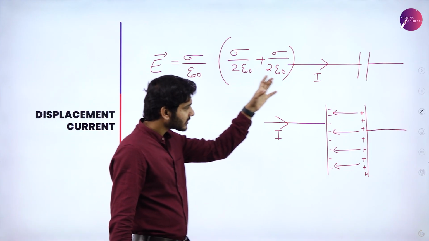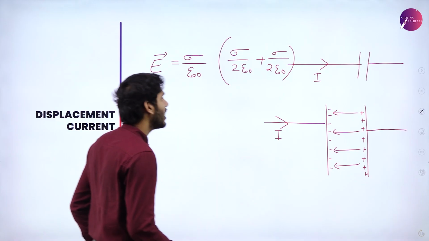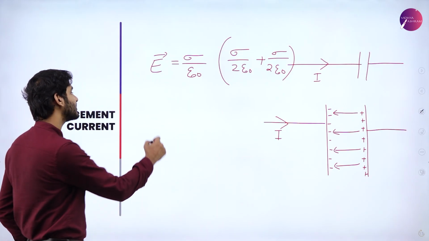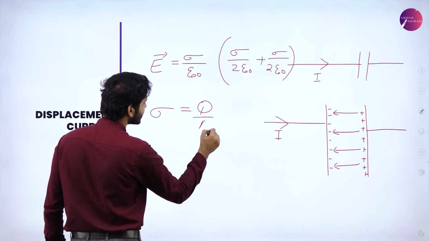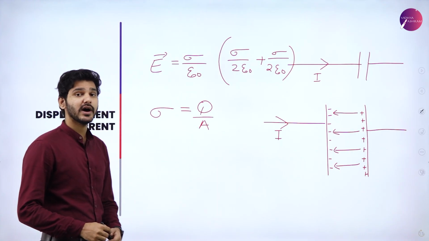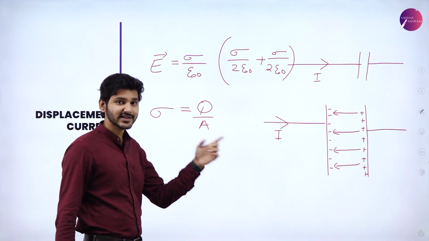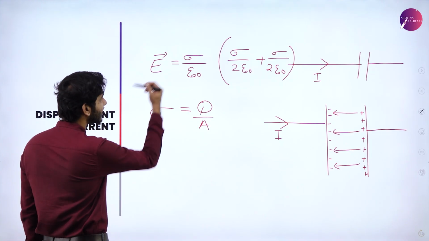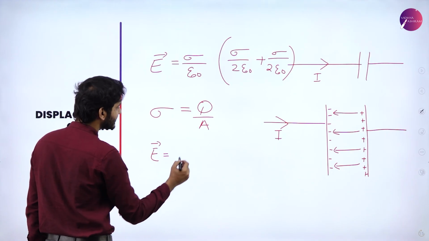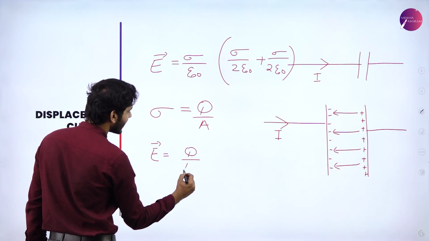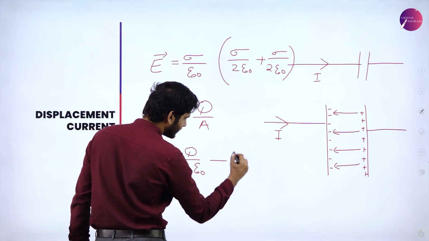That is the electric field on this particular capacitor. But again, we do know that sigma is nothing but the charge density, indicated by Q by A. So sigma is nothing but Q by A, which is the charge density. So we can write this equation as electric field E is equal to Q by A epsilon naught. Let's put it as equation number 1.